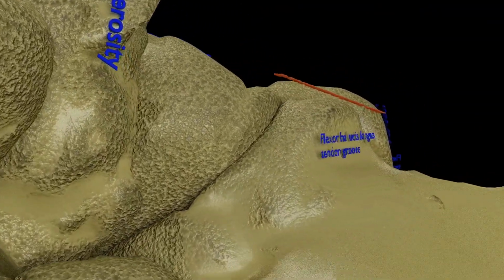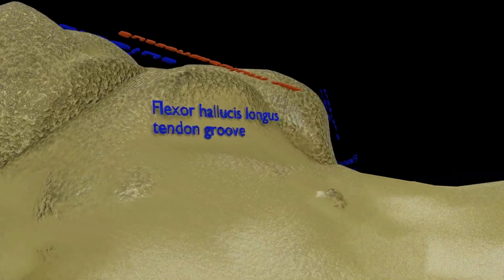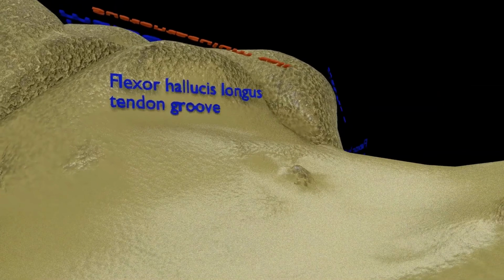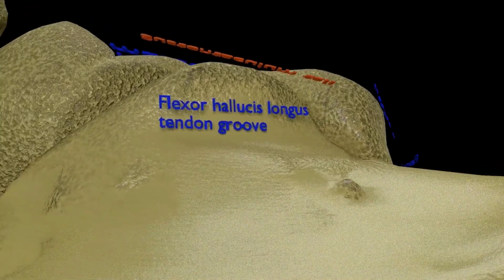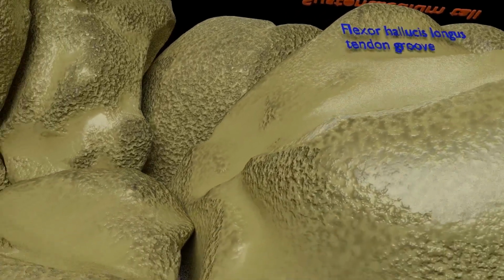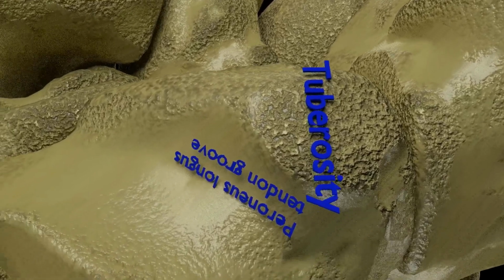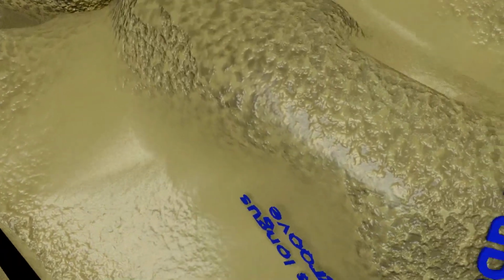Moving towards calcaneum, you can see a groove for flexor hallucis longus tendon, which gives passage to tendon of flexor hallucis longus. Coming back to the cuboid bone, you can appreciate the tuberosity of the cuboid, which is on the plantar surface of the cuboid. The tendon of peroneus longus muscle passes through the cuboid to insert into the first metatarsal and medial cuneiform bones.